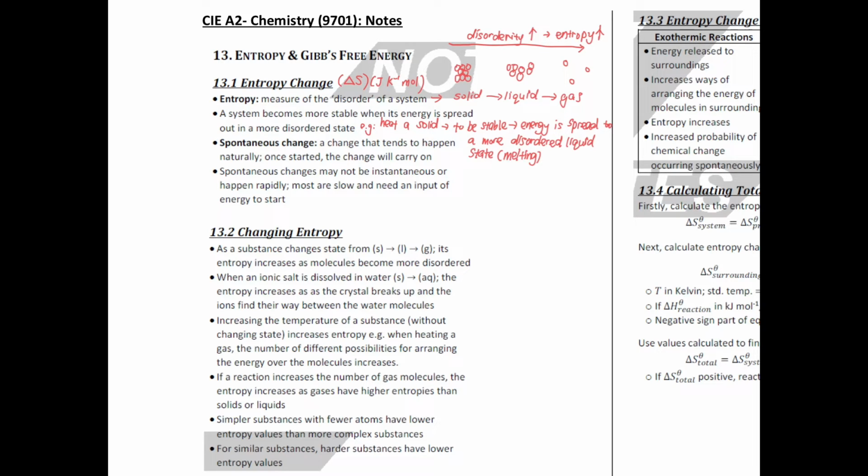So that is what the second point is talking about. Let's see it again. A system, let's say the system is solid, becomes more stable when its energy is spread out. You heat up, it has extra energy, which makes it not stable. So the energy is spread out to a liquid, a more disordered state. So it will remain stable in the liquid state. That is where the melting process happens.